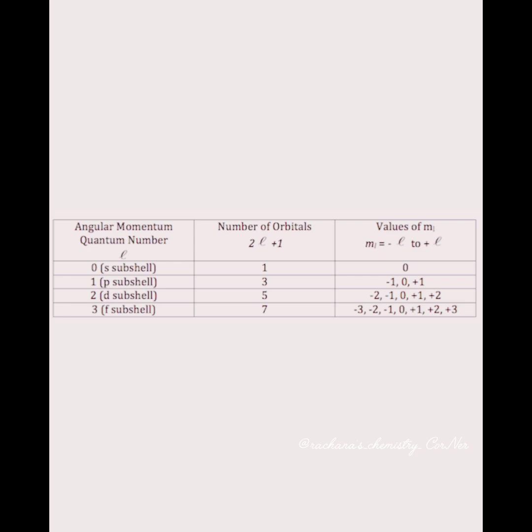So the values of ml are minus L to plus L. For the s subshell, the value of ml will be 0. For the p subshell, the values of ml will be minus 1, 0, plus 1. For the d subshell, minus 2, minus 1, 0, plus 1, plus 2. For the f subshell, the values of ml will be minus 3, minus 2, minus 1, 0, plus 1, plus 2, plus 3. So this is about the magnetic quantum number, which only tells about the orientation of the orbital in the subshell.